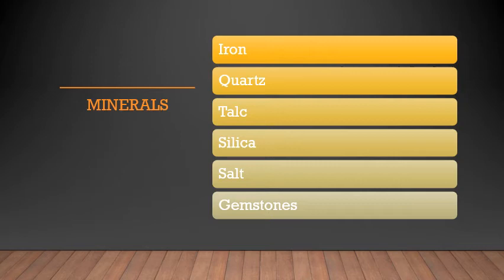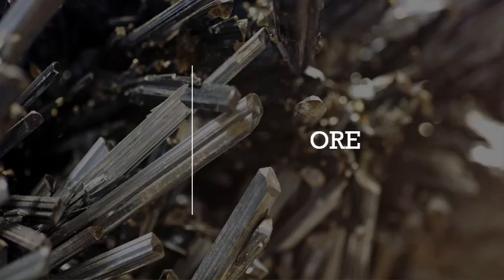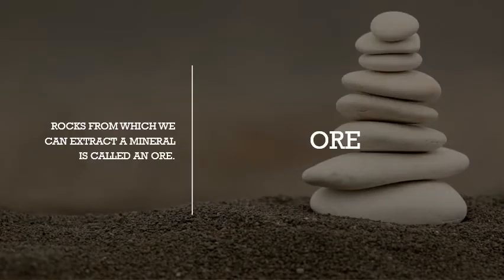So what are the examples for minerals? Iron, quartz, talc, silica, salt and gemstones. So we'll be learning in detail about all of these minerals. Okay, there are minerals in all places, but in some places they are in large quantity. So the place where the minerals are in large quantity is called ore. O-R-E, ore. Rocks from which we can extract a mineral are called an ore.